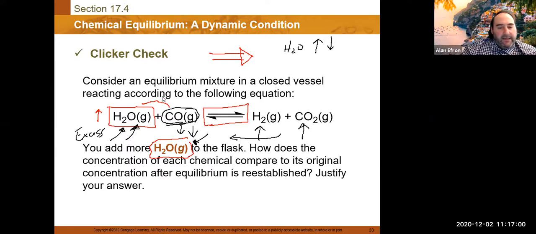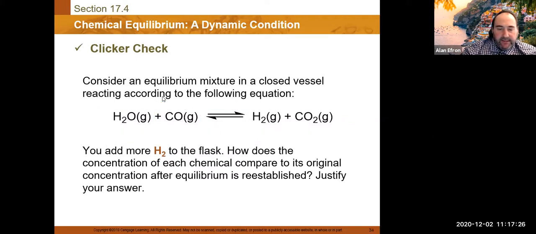But in either situation, if whatever you did to this reaction makes it head towards the product side, you would expect both reactants to go down. The only difference in this case with the H2O is that because you artificially added it, it's definitely going to go up first, but then it should come back down as it starts to react. Other questions on that?